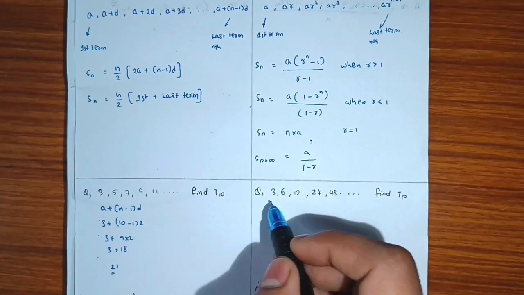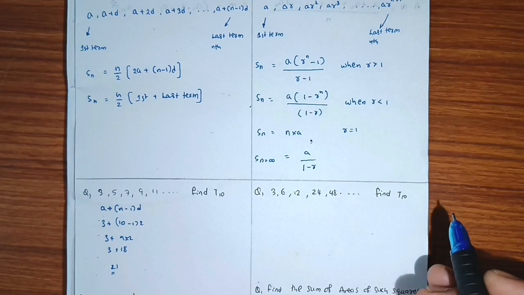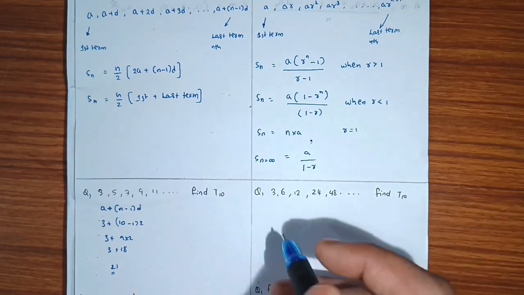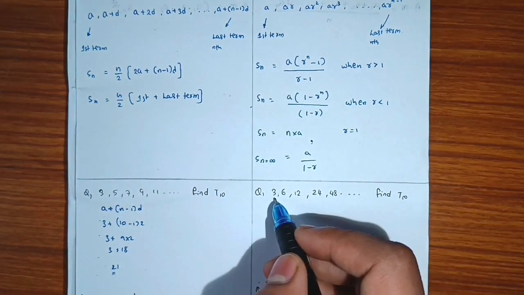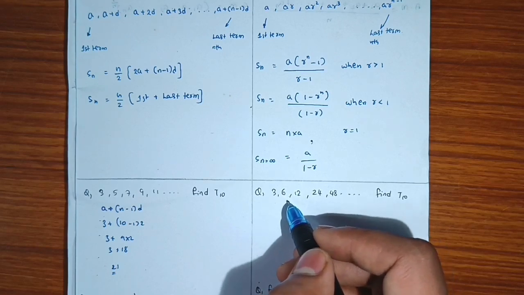Now let us move to the next question: 3, 6, 12, 24, 48, and so on. We need to find the 10th term. So the difference is 3, like 6 minus 3, which is 3, and 12 minus 6, which is 6.